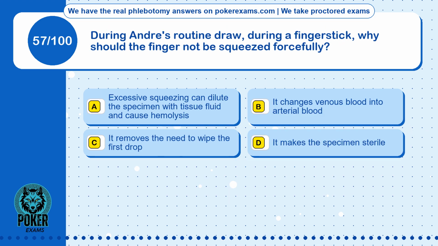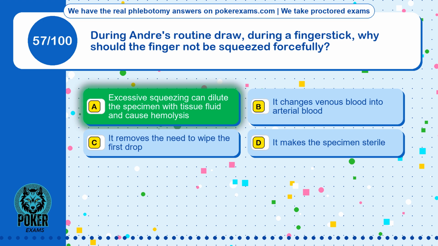Question 57. During Andre's routine draw, during a finger stick, why should the finger not be squeezed forcefully? Option A. Excessive squeezing can dilute the specimen with tissue fluid and cause hemolysis. Option B. It changes venous blood into arterial blood. Option C. It removes the need to wipe the first drop. Option D. It makes the specimen sterile.